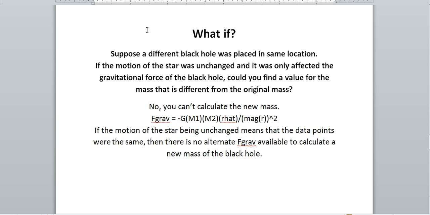Now suppose a different black hole was placed in the same location. If the motion of the star was unchanged and it was only affected by the gravitational force on the black hole, could you find the value for the mass that is different from the original mass? No, you couldn't. You see here the equation, and if the motion of the star being unchanged means that the data points were the same, then there is no alternative gravitational force available to calculate a new mass of the black hole. Now, if the motion being changed means it's a similar path but different points, then you could, but that is not the situation we see here.